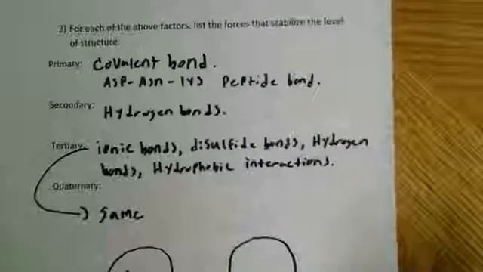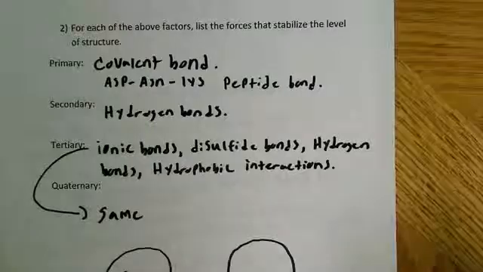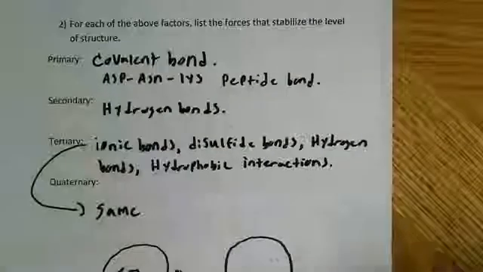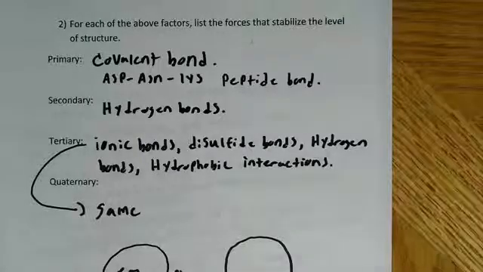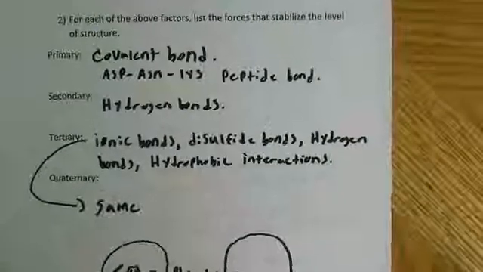These are the forces stabilizing them, so covalent bonds for the primary structure, secondary structure is hydrogen bonding between the backbone atoms, tertiary structure is ionic bonds, disulfide bonds, hydrogen bonds, and the hydrophobic interactions. And the quaternary structure is the same for the forces that stabilize them.